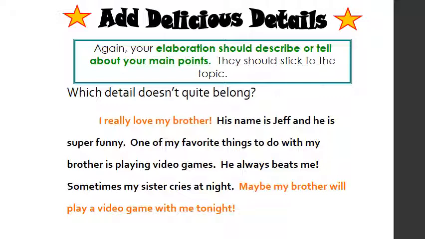Which detail doesn't quite belong here? Let's take this as an example. Let's see what is the ingredient or the detail that doesn't belong to this paragraph. Are you ready? Let's start. I really love my brother. This is the topic sentence. The main idea, loving my brother. I have to tell why I love my brother. So I start with the details. Now the details should talk about the main idea, which is loving my brother.